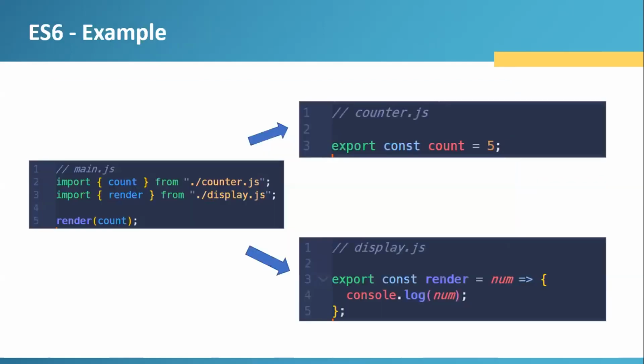Let's take a different example this time, because we all might have got bored with the Tom and Jerry stuff. So let's take a simple example. We have a main.js file which imports the count variable from the counter.js module, and imports the render function from display.js. Then in line number 5 we have render(count). So render is a console log and count is 5. So at runtime we should be able to see 5 logged in the console. That's the simple code.